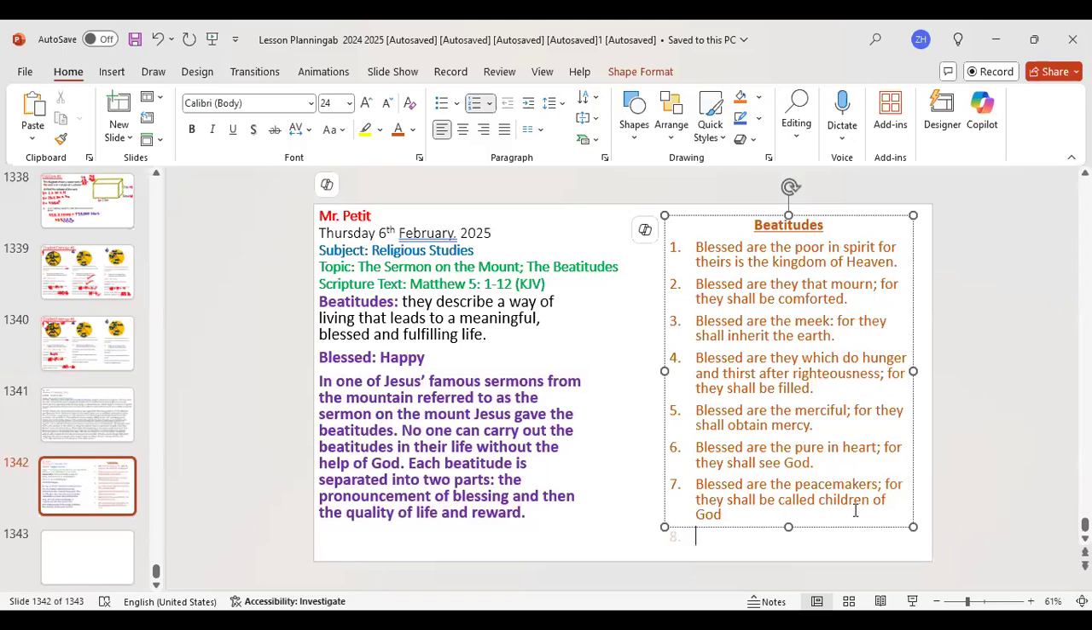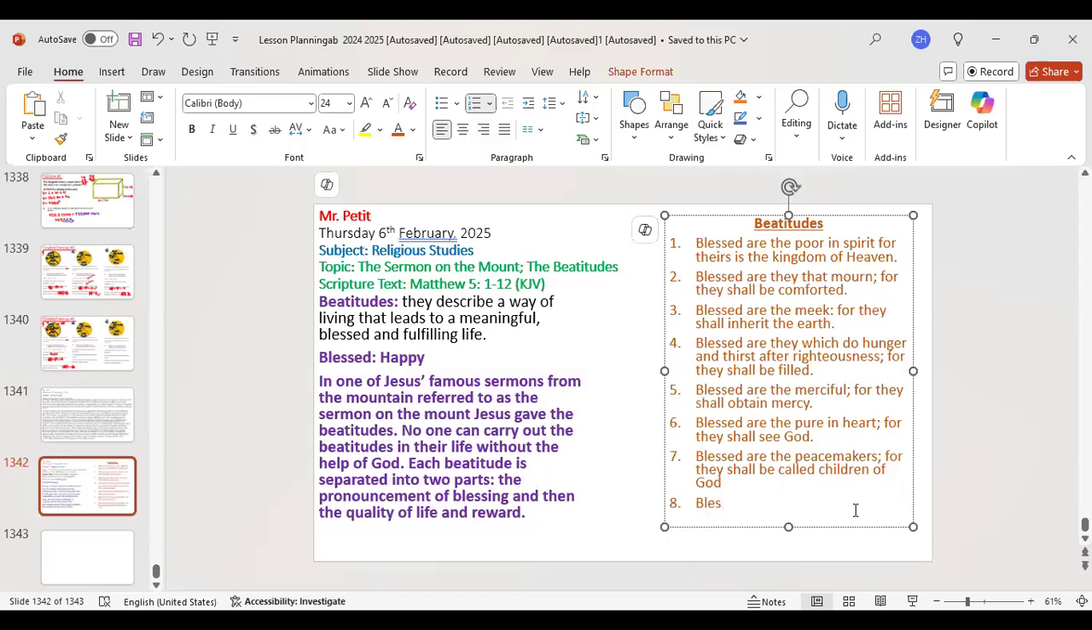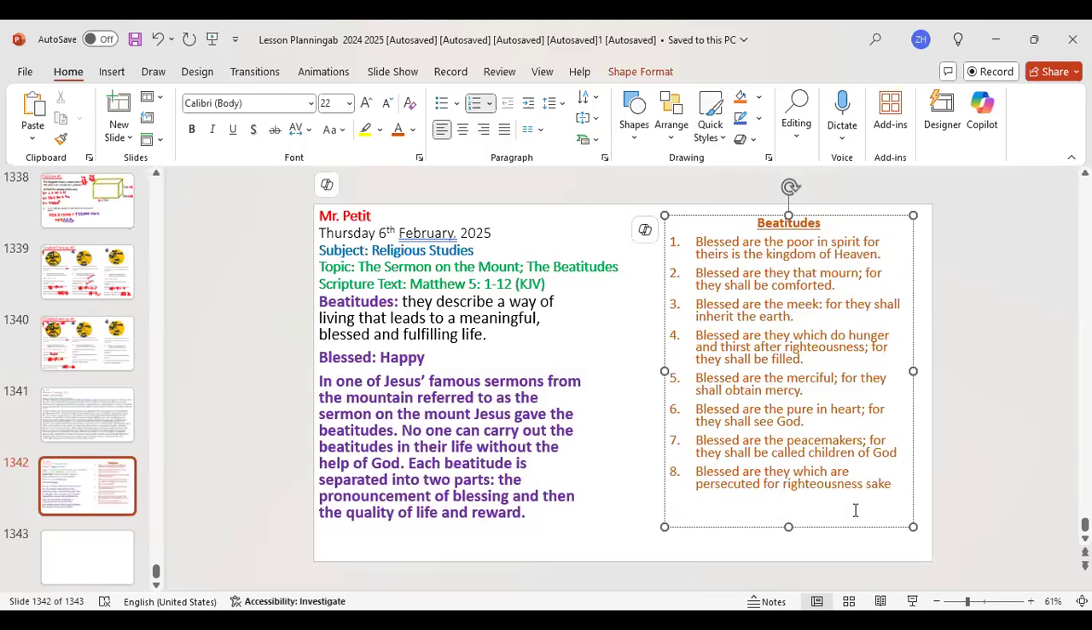And number 8. Blessed are they which are persecuted. Now, not just being persecuted, persecuted for righteousness' sake. Some people are persecuted and they're supposed to be persecuted. Not just being persecuted, no. Persecuted for righteousness' sake. That means you are doing the work of God and they persecute you. That's what they mean. That's why they were persecuted for righteousness' sake.